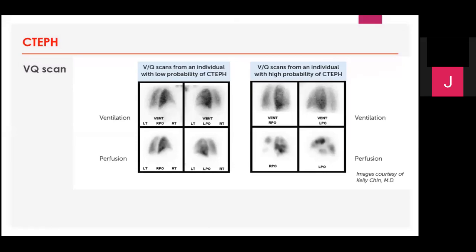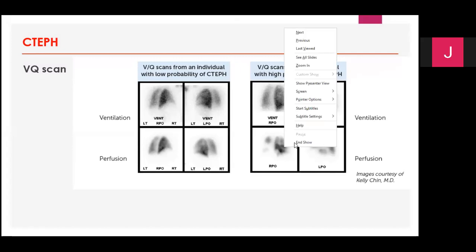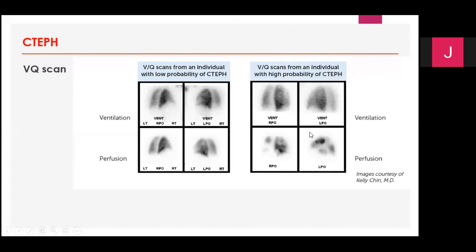So to answer this, here is an example of the VQ scan. On the left side, you have more or less a match between the ventilation and perfusion scan. On the right side, you can appreciate multiple perfusion defects that have a mismatch with the ventilation scan. So on the left side, we have a low probability of CTEPH, and on the right side, a high probability of CTEPH.